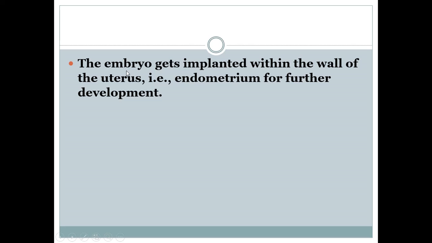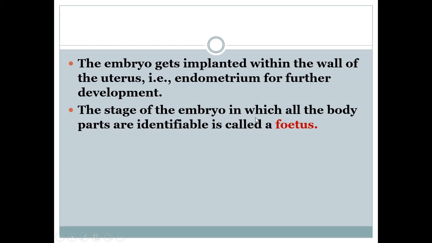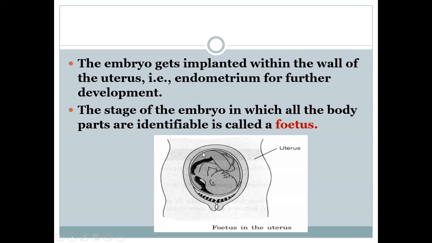Now the developing embryo will get implanted. Implanted means placed within the wall of the uterus. The wall of the uterus is called the endometrium, for its further development. The stage of the embryo in which all the body parts are identifiable is called a fetus. That means we can identify all the body parts in this stage of the embryo.